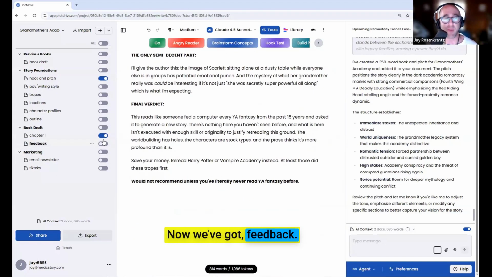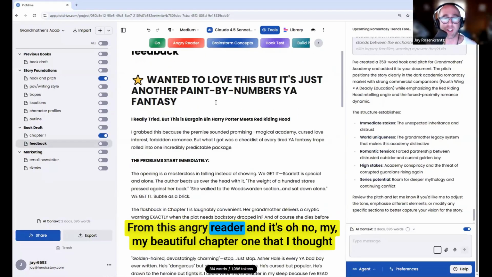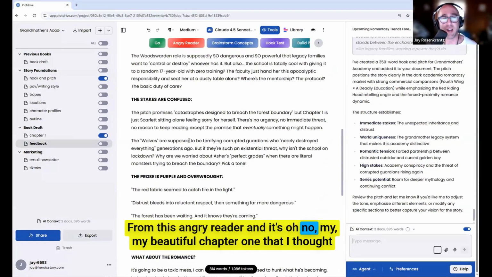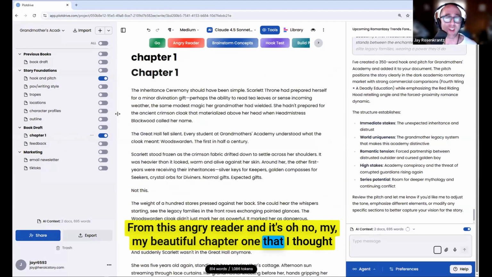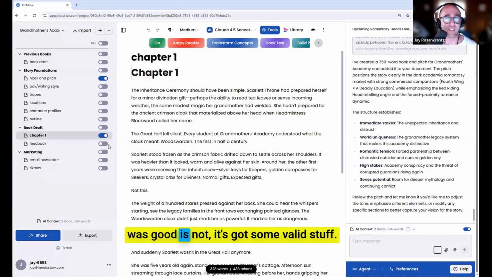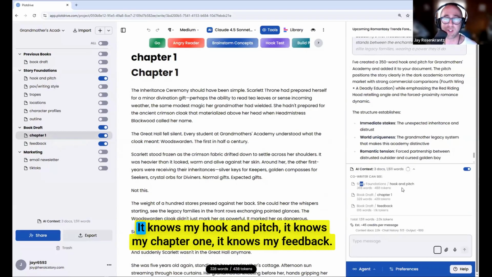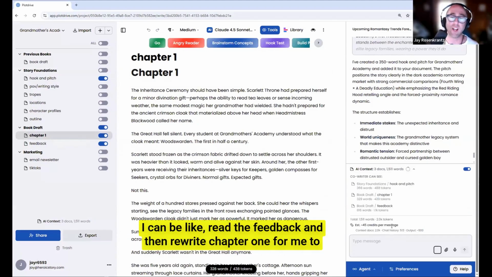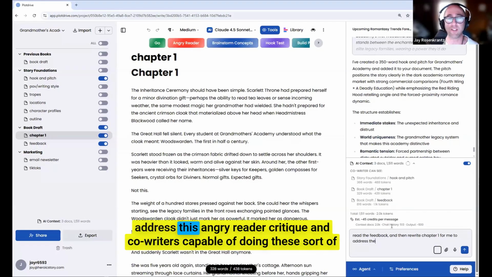Now we've got feedback from this angry reader. And oh no, my beautiful chapter one that I thought was good, it's got some valid stuff. Let me throw that on. Co-writer now knows all this. It knows my hook and pitch. It knows my chapter one. It knows my feedback. I can say, read the feedback and then rewrite chapter one for me to address this angry reader critique.